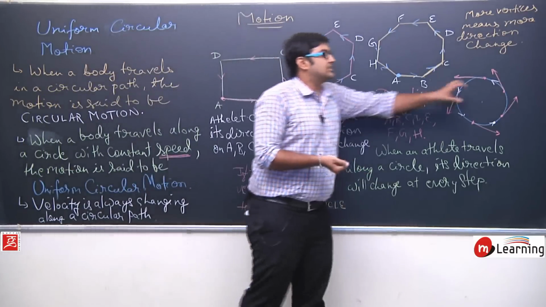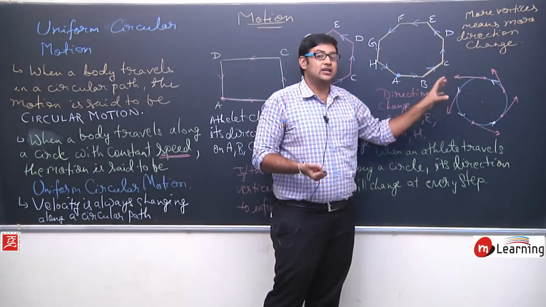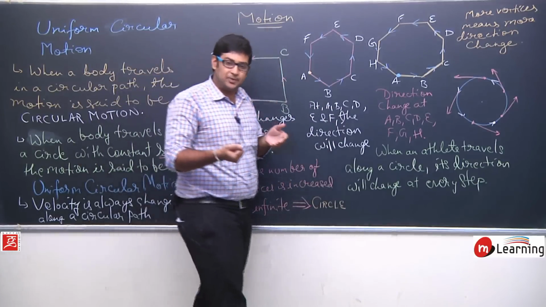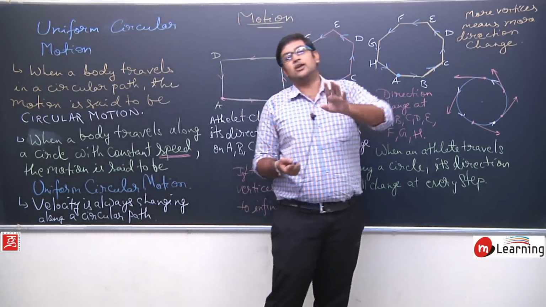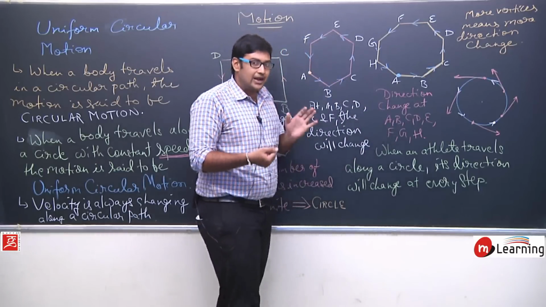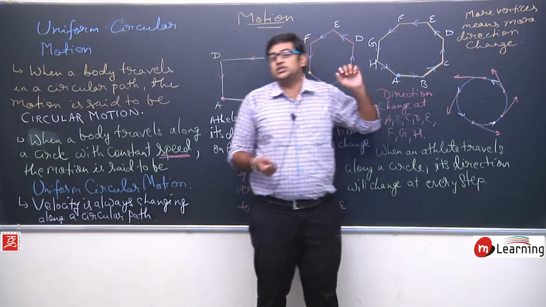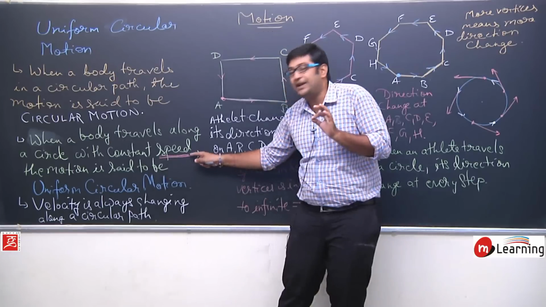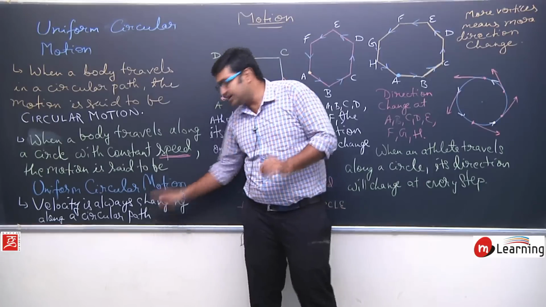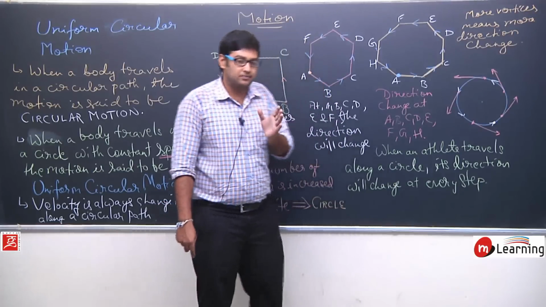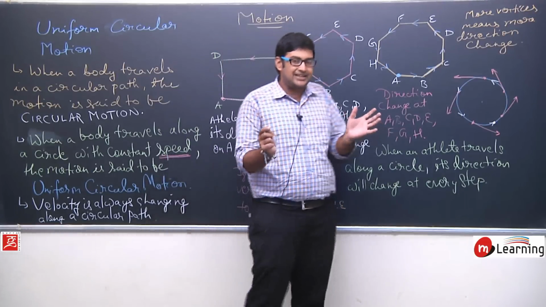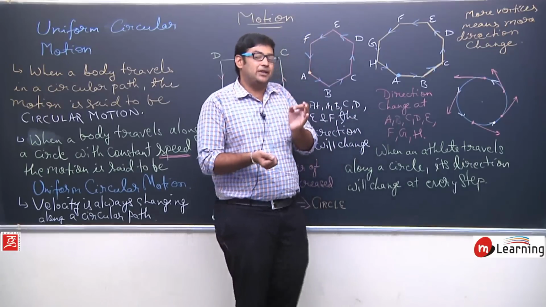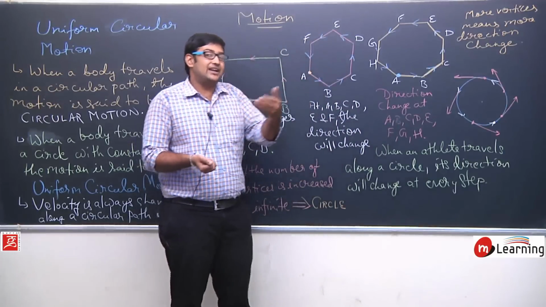Since there is a change in direction continuously, velocity can never be constant, because the body can run with constant speed, but the direction will change, so velocity can never be constant. That's why we call it uniform circular motion: the body is running along a circular path with constant speed, not the velocity. Please mind it, not the velocity, with constant speed. So here we can see how circular motion is defined. Now in this circular motion, the velocity is getting changed at every instant.